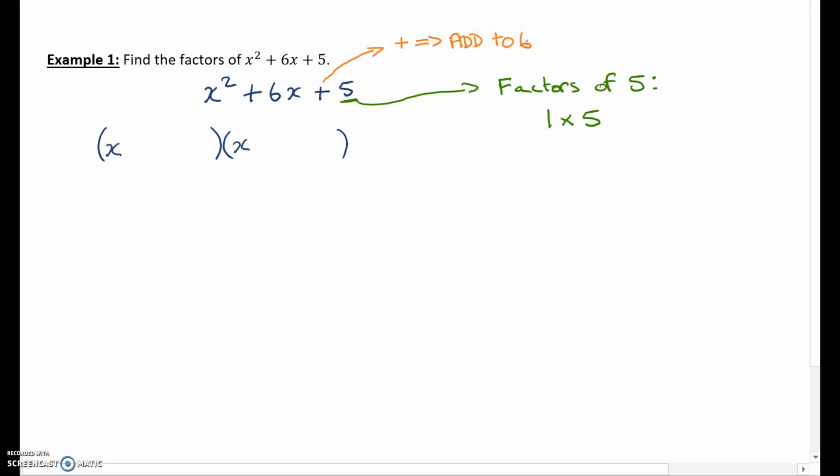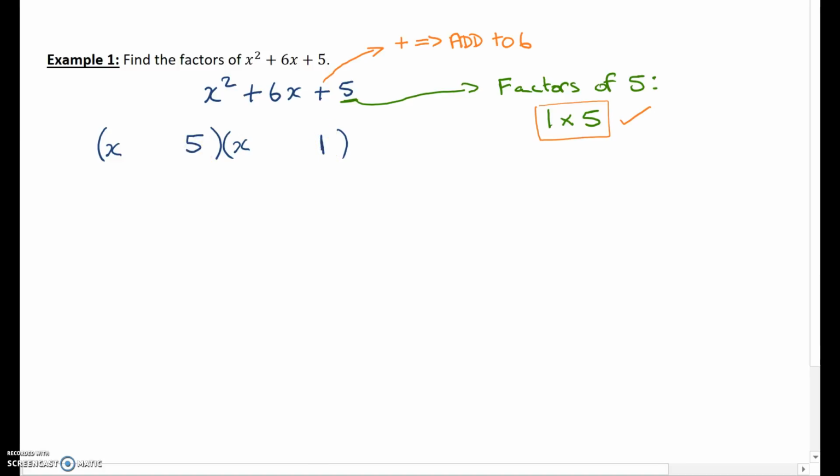Since these are the only factors we have, we just have to make sure that they do add to 6. 1 plus 5 is 6, so those are the correct factors, and we're going to put them in here. It doesn't really matter where you put the bigger number or the smaller number, but in the previous example we put the big number first, so we can do that, and we'll probably do that the whole way through, but it doesn't actually matter.